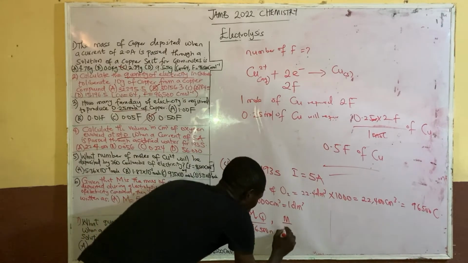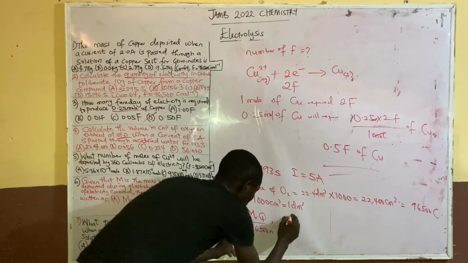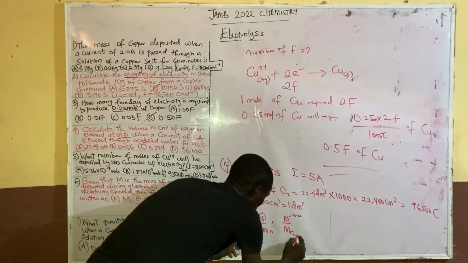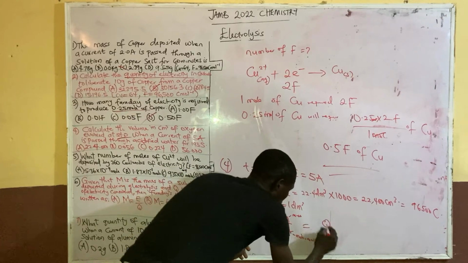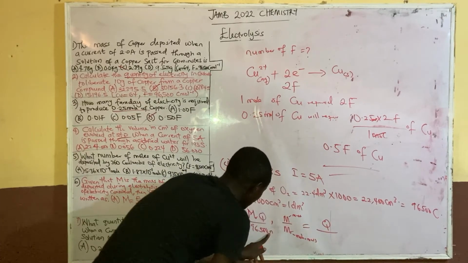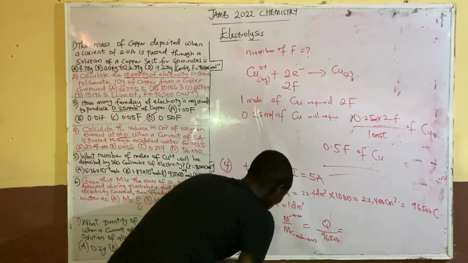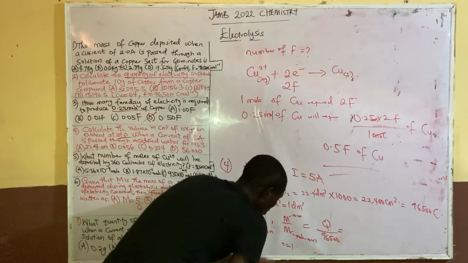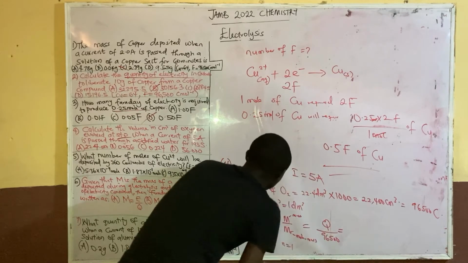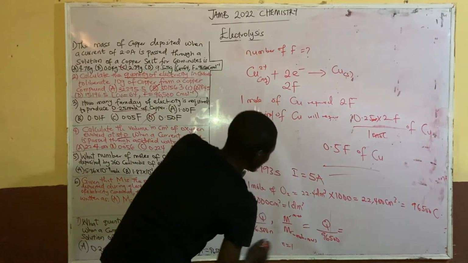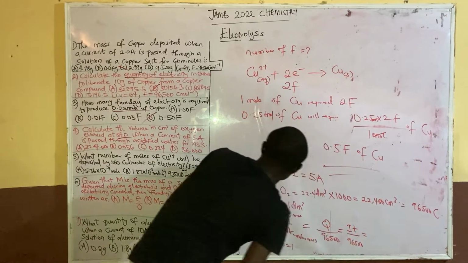M over Mr. will give you mass over molar mass, equal to Q all over 96,500. Now since N is 1, just know that N equals 1 here. So what's your Q? Q equals IT. So it's IT over 96,500, which is equal to what?